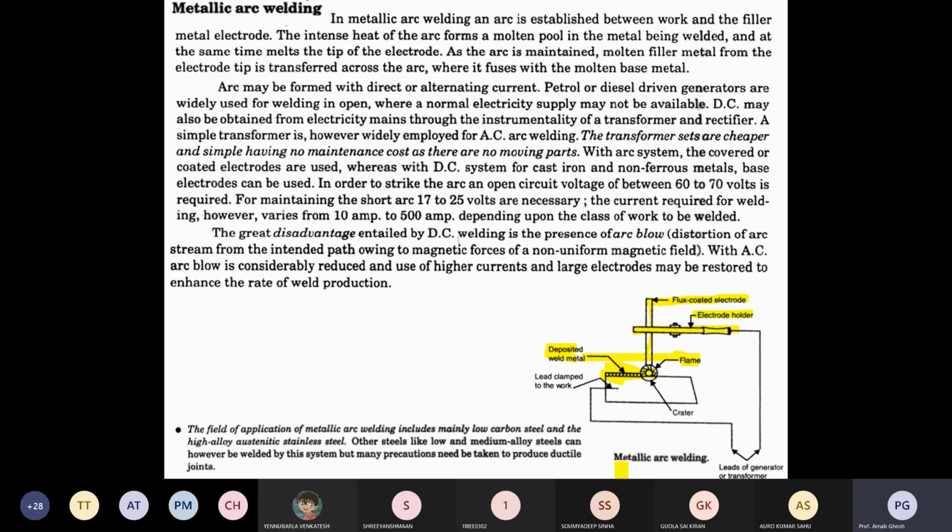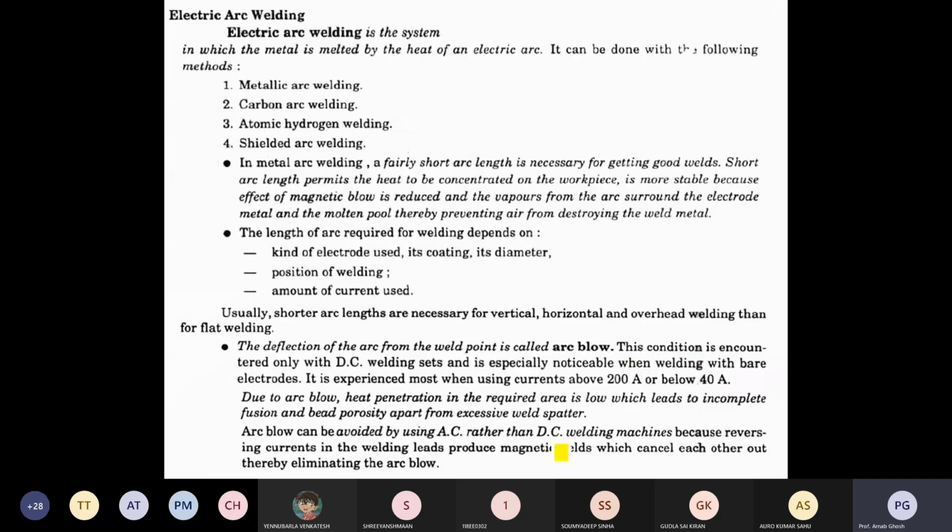So it is globally a metallic arc welding. You can see the diagram. It is a very globally accepted welding process, so normally we use it for commercial purposes. From here you can see what the motivation of arc welding is. The definition is electric arc welding. So what is the motivation for electric arc welding?